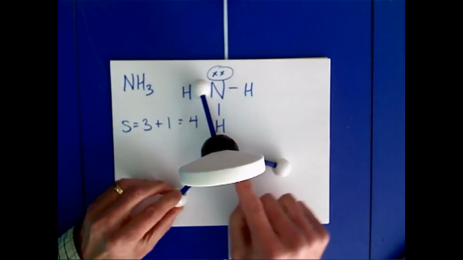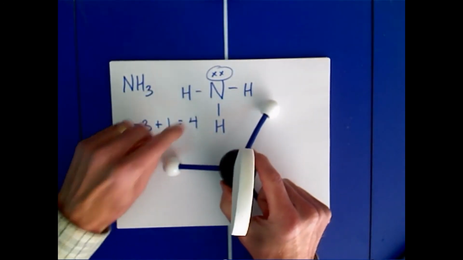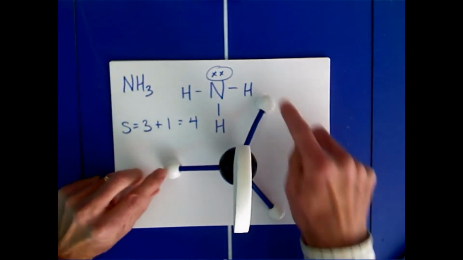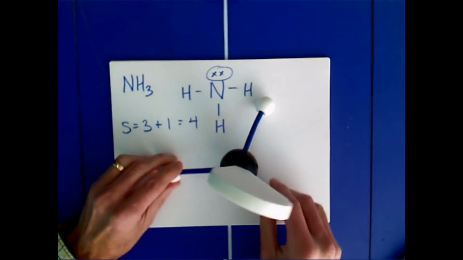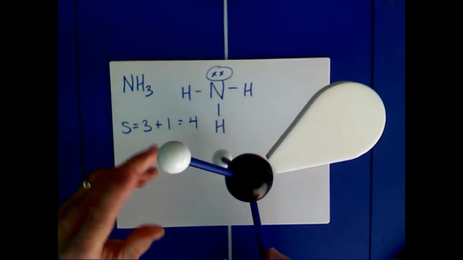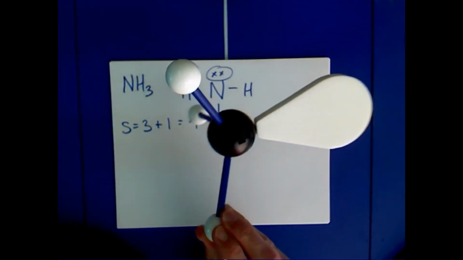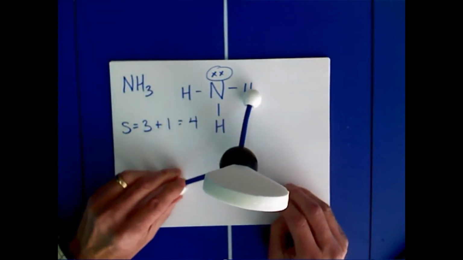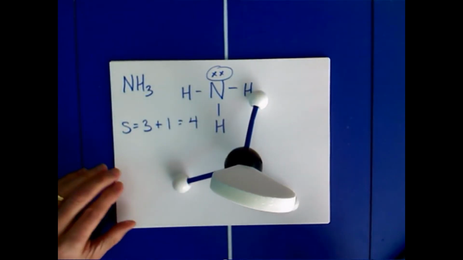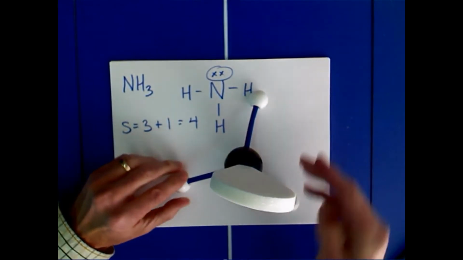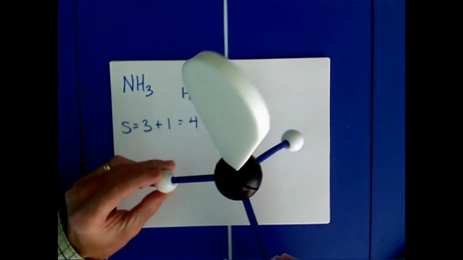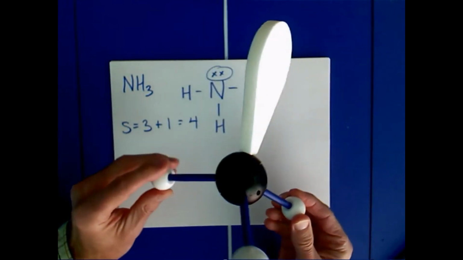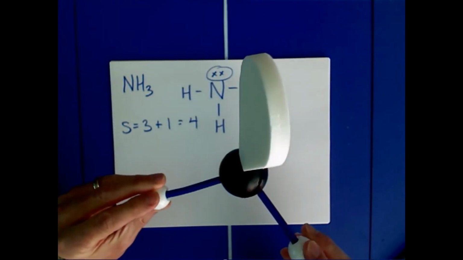In this case, the black sphere is going to represent the nitrogen atom. The white spheres are going to represent the hydrogen atoms. And this foam loop is going to represent the lone pair of electrons on top of the nitrogen atom. And we see once again with a steric number of 4 that the electron pairs orient themselves in roughly a tetrahedral arrangement around the central atom.